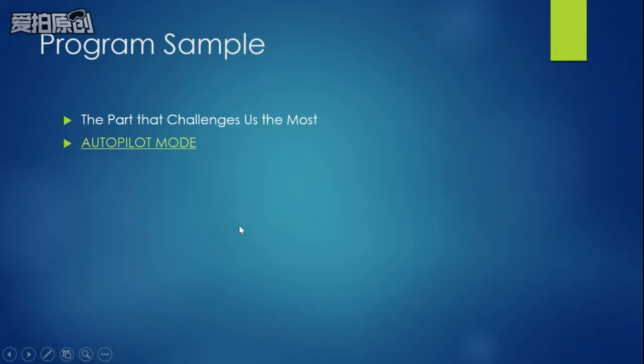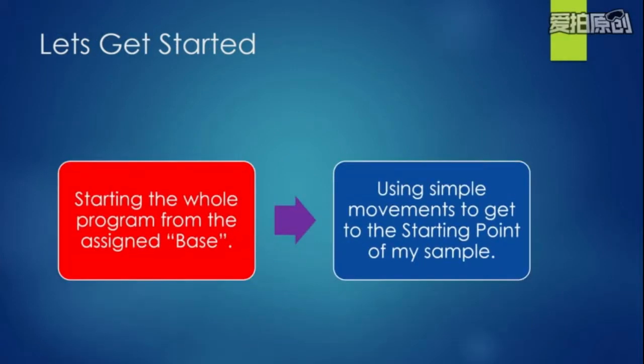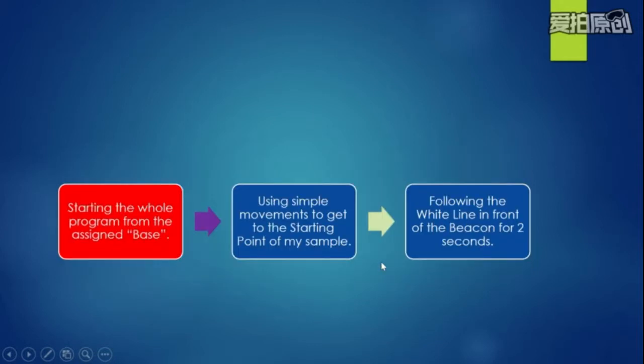Now, to the essence of my video, my work sample. I have taken one of the most challenging parts of my program, which is the autopilot mode. The robot will not be controlled by us during this period. In the beginning, we start our robot at the border of our appointed station. Then we simply direct the robot to the starting point of our example. This part is simple and will not be included in the following program. Okay, we have got to the starting point.